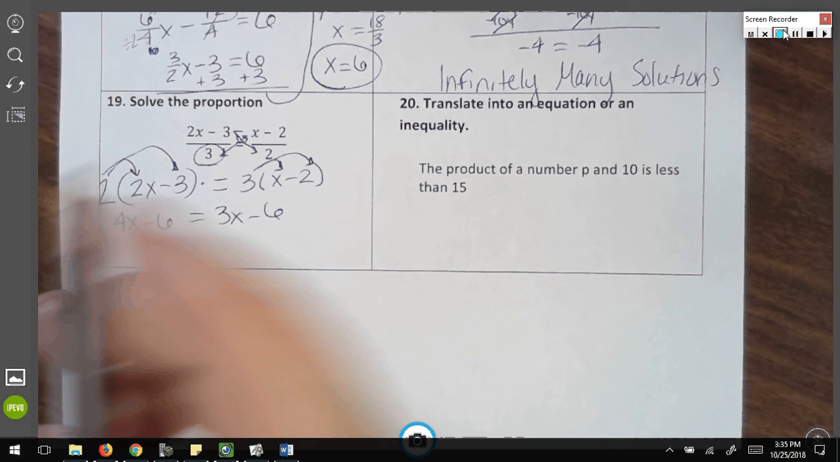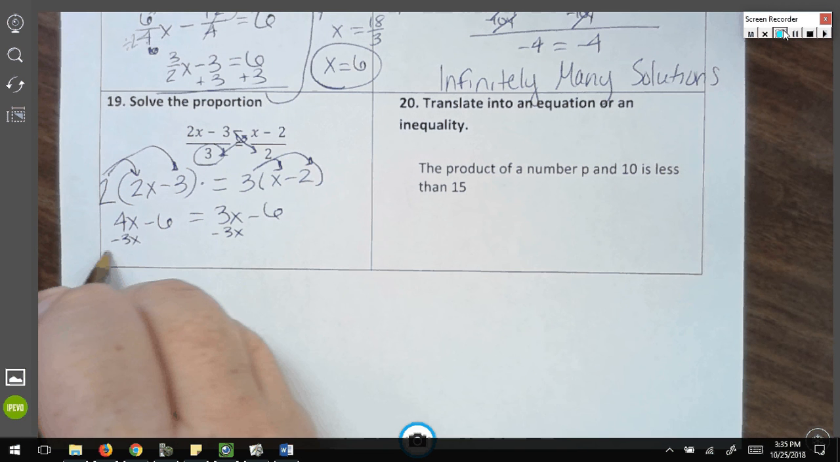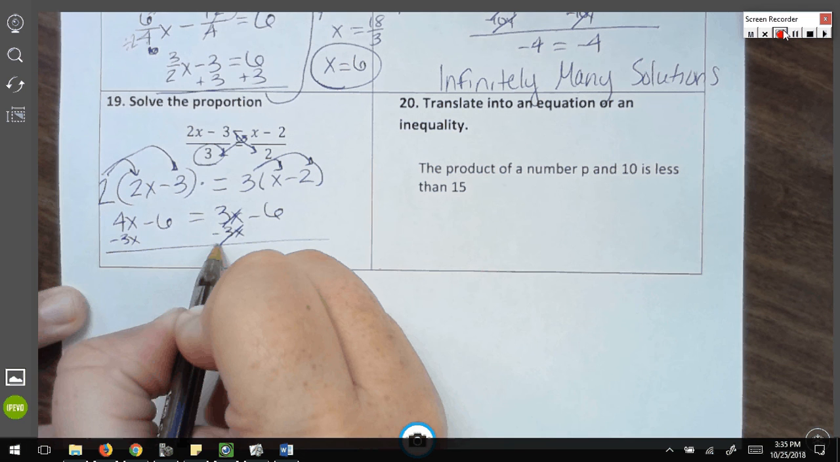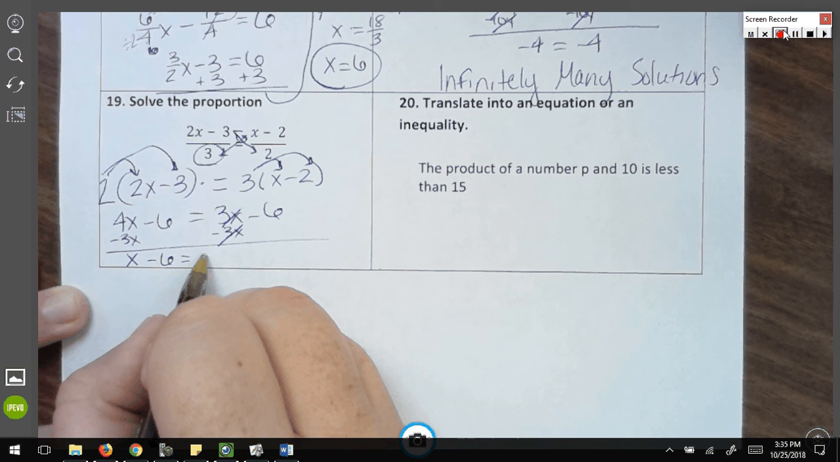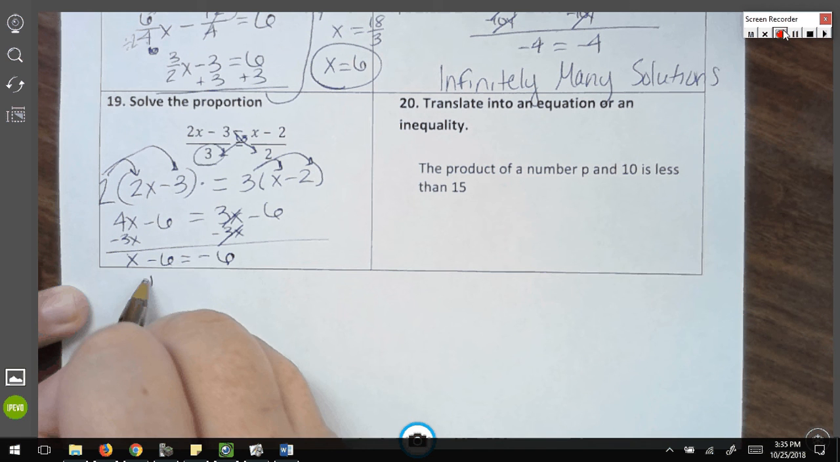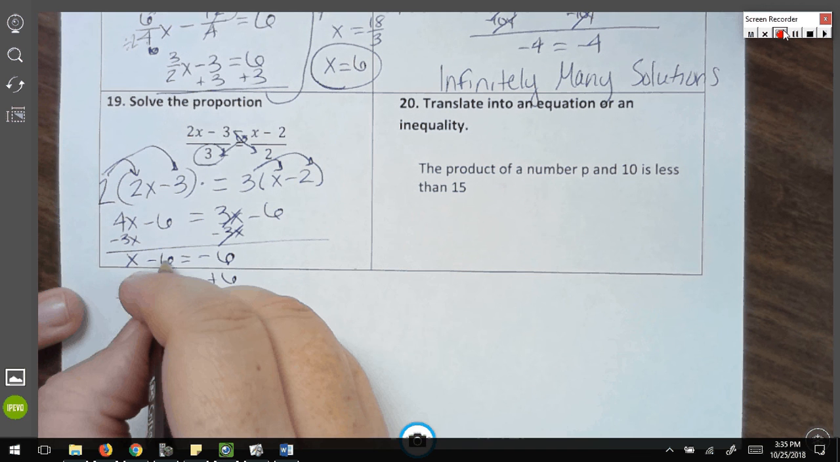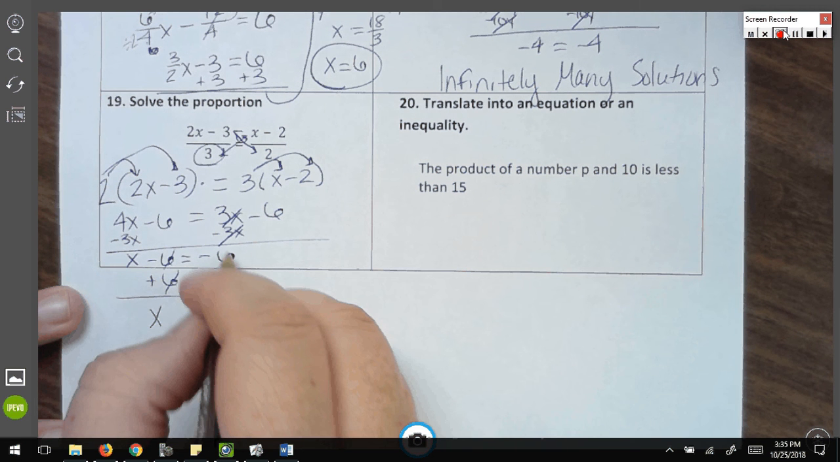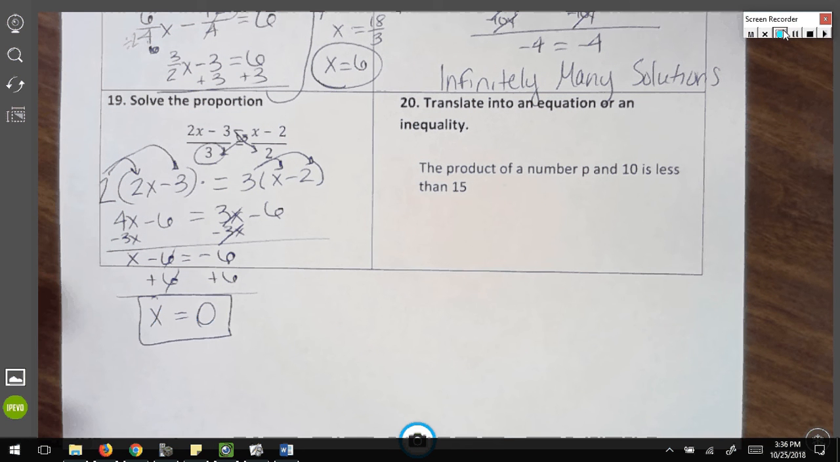So we're going to move the smallest. I'm going to move the 3x. It's gone from the right. 4x minus 3x is 1x. Negative 6 on this side, so I'm going to add 6. And a lot of you got stumped at this point. And I think the reason is because it cancels, but it's 0. And 0 is a perfectly acceptable answer to have. So no trouble there. The answer is 0.